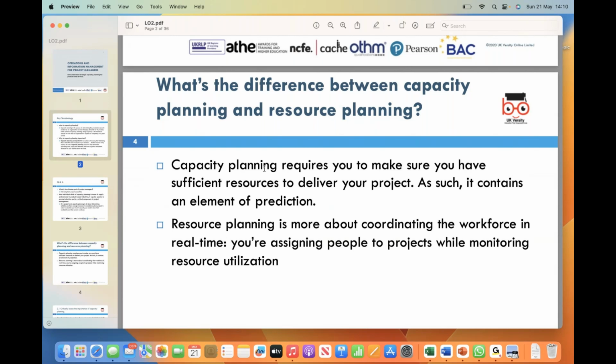It involves the allocation of individuals to specific projects or tasks while closely monitoring resource utilization. Resource planning revolves around managing the available pool of human resources efficiently, ensuring that they are optimally assigned to projects based on their skills, expertise, and availability. So it requires constant monitoring and adjustment to ensure that resources are allocated effectively as project requirements evolve.